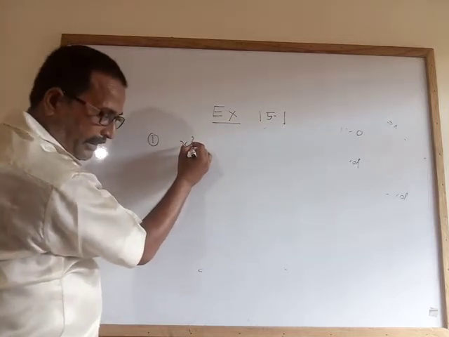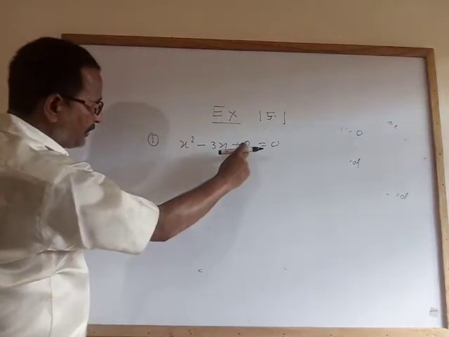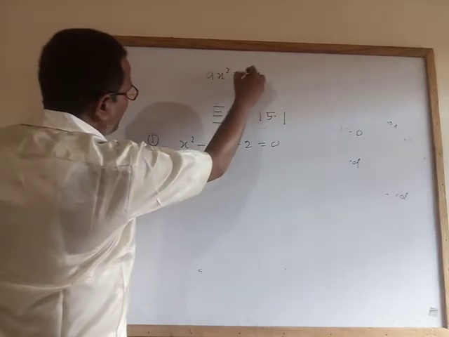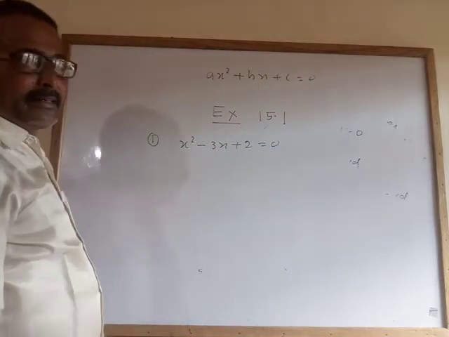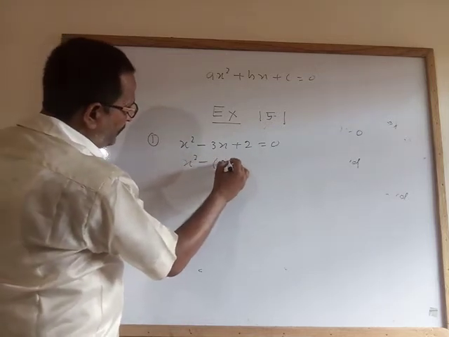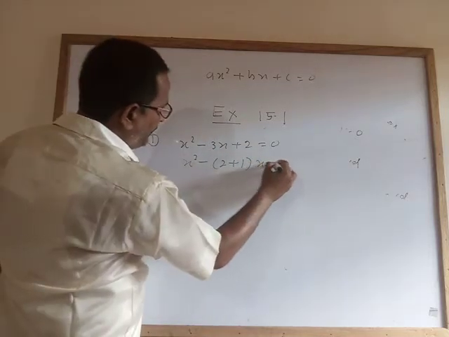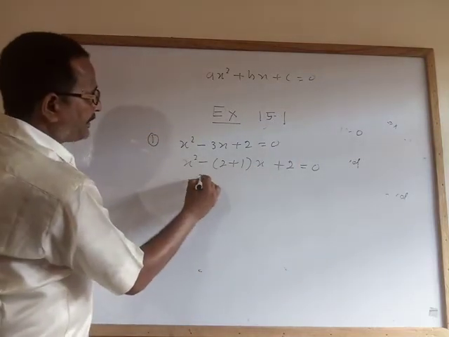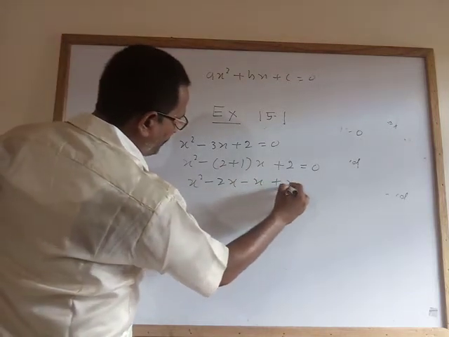Given x square minus 3x plus 2 is equal to 0. 2 into 1 is 2, in front of c. Standard form ax square plus bx plus c is equal to 0, already given in this form. Then the factors will be x square minus 2 plus 1, 2 into 1 is 2, 2 plus 1 is 3. x plus 2 is equal to 0. x square minus 2x minus x plus 2 is equal to 0.